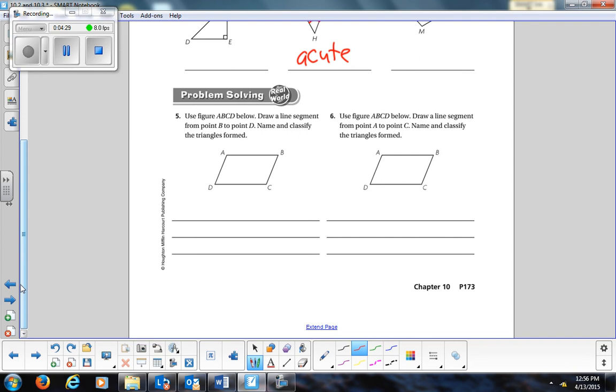Okay, so for number 5, you're going to draw a line segment from point B to point D. So I'll do that for you. It's going to look like this. And they want you to classify the triangle that's formed. So this triangle, DCB. What kind of triangle is that? And you can do number 6 on your own.